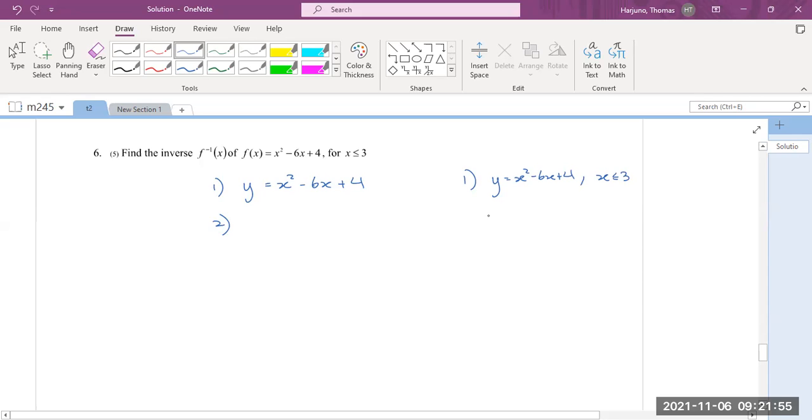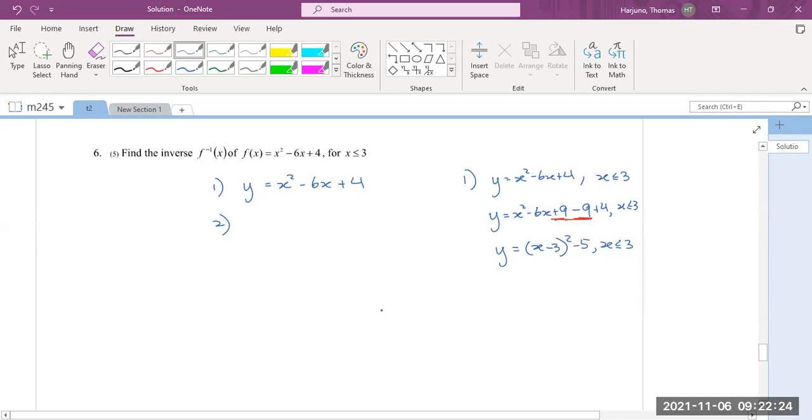I will complete the square. So y equals x squared minus 6x plus 9 minus 9 plus 4, for x at most 3. I add 9 to complete the square, but I subtract 9 to compensate. So my y equals (x minus 3) squared minus 5 for x less than or equal to 3.